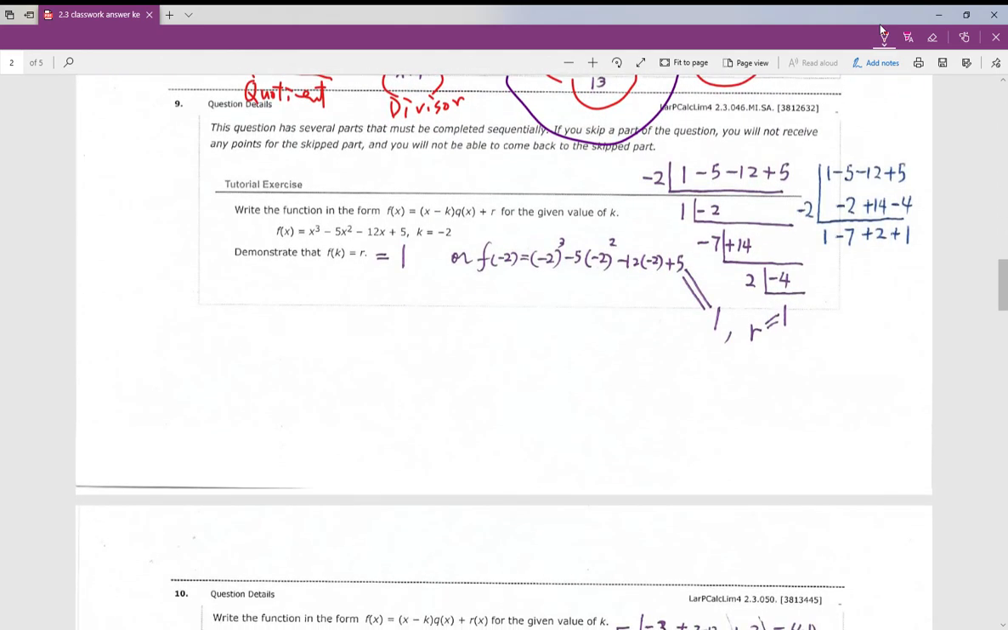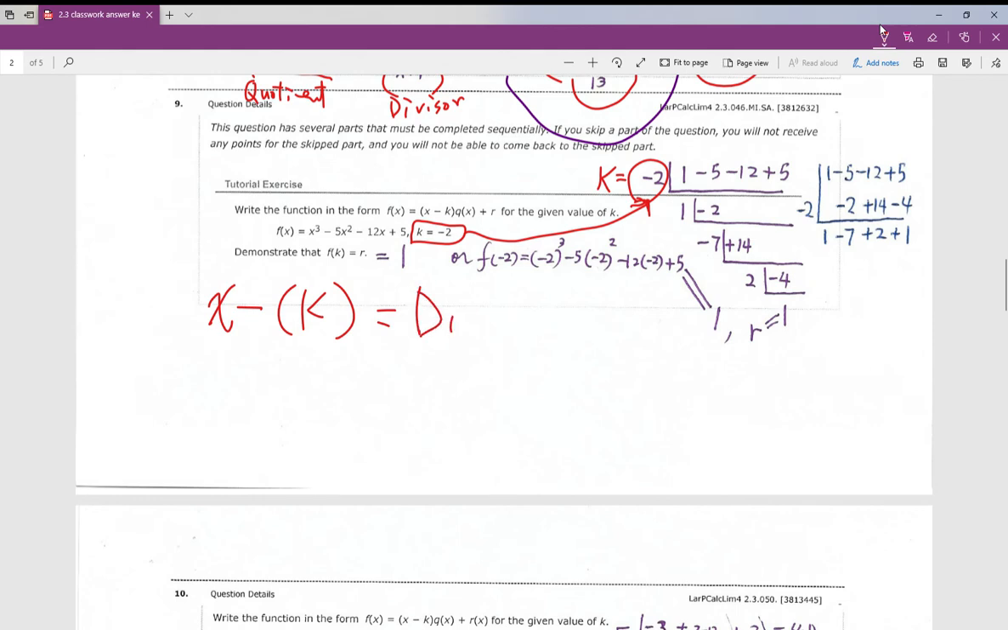So for number 9, the number you want to use under synthetic division is K. I think synthetic division is not too hard right now, and they already say you need to use -2. So it means x minus K is the divisor. Okay, so x minus -2, which is x plus 2, is the divisor.